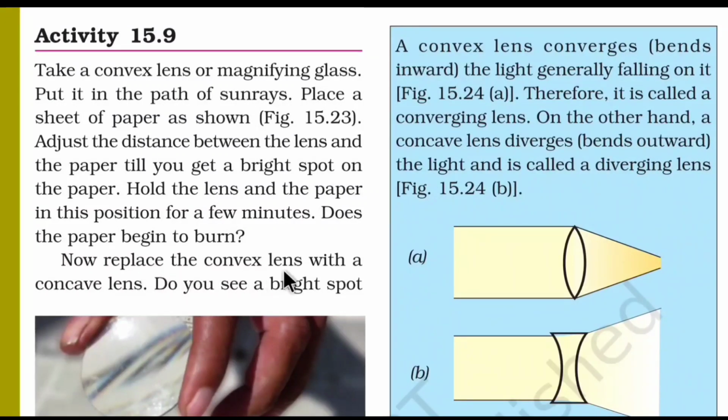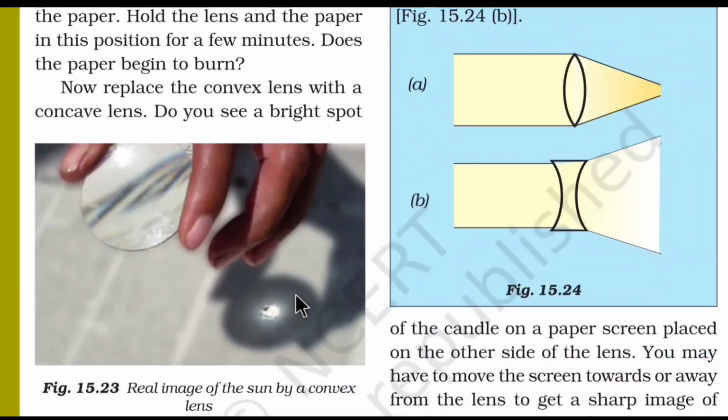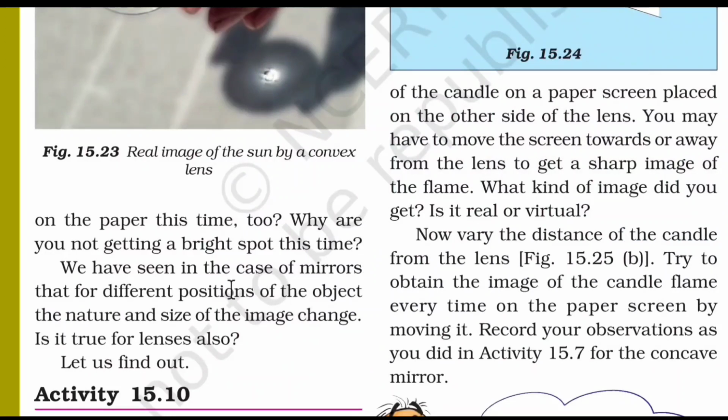Now replace the convex lens with a concave lens. Do you see a bright spot on the paper this time too? No. Why are you not getting the bright spot this time?